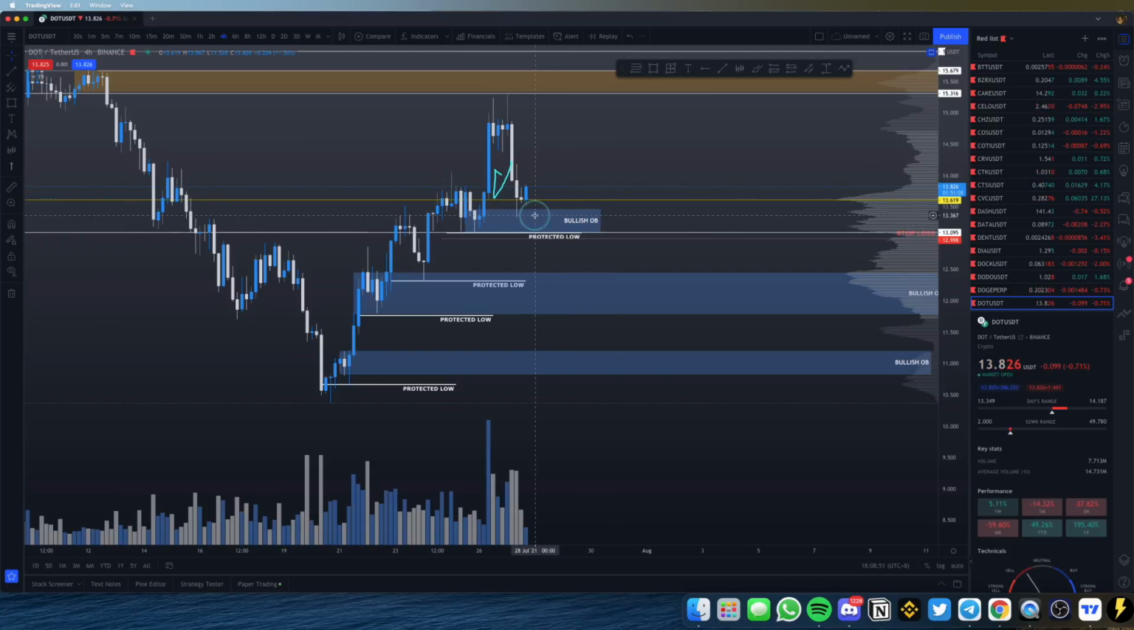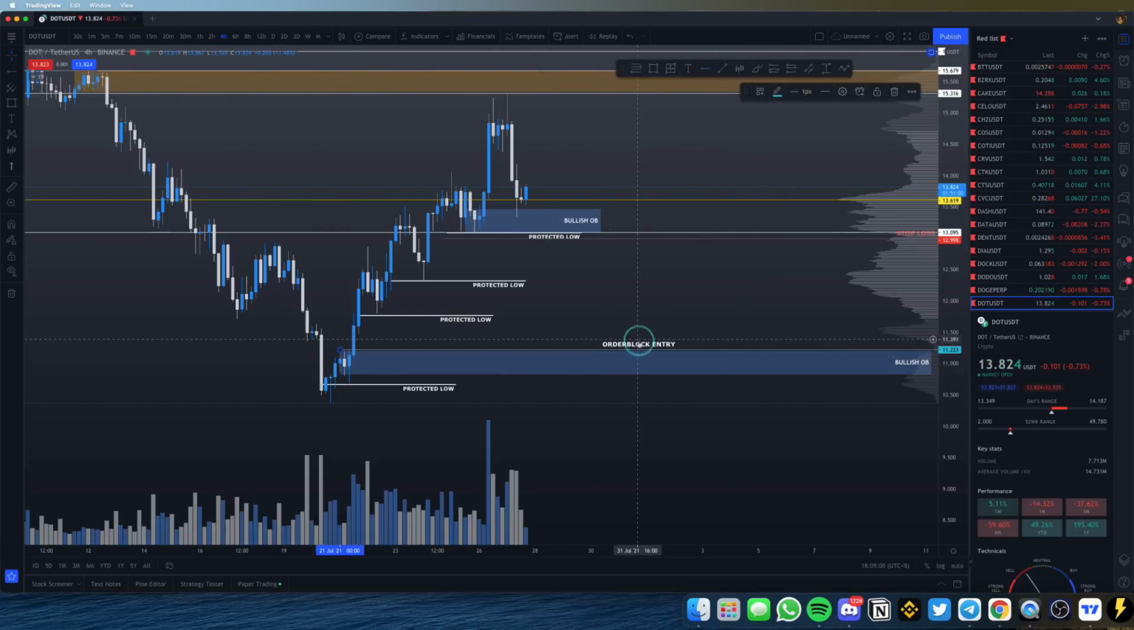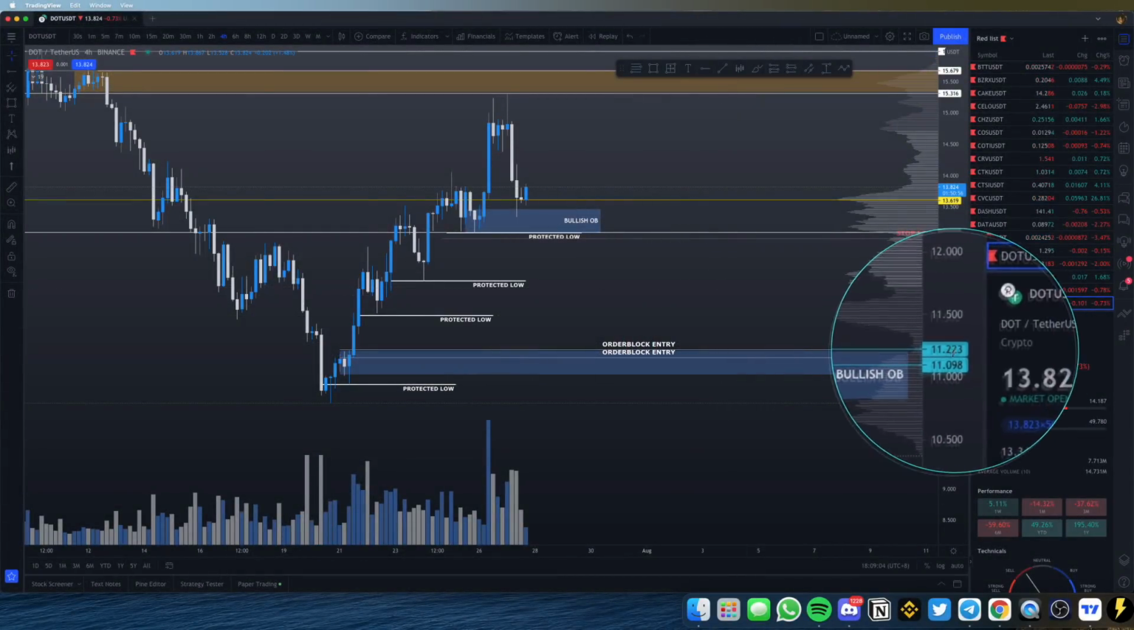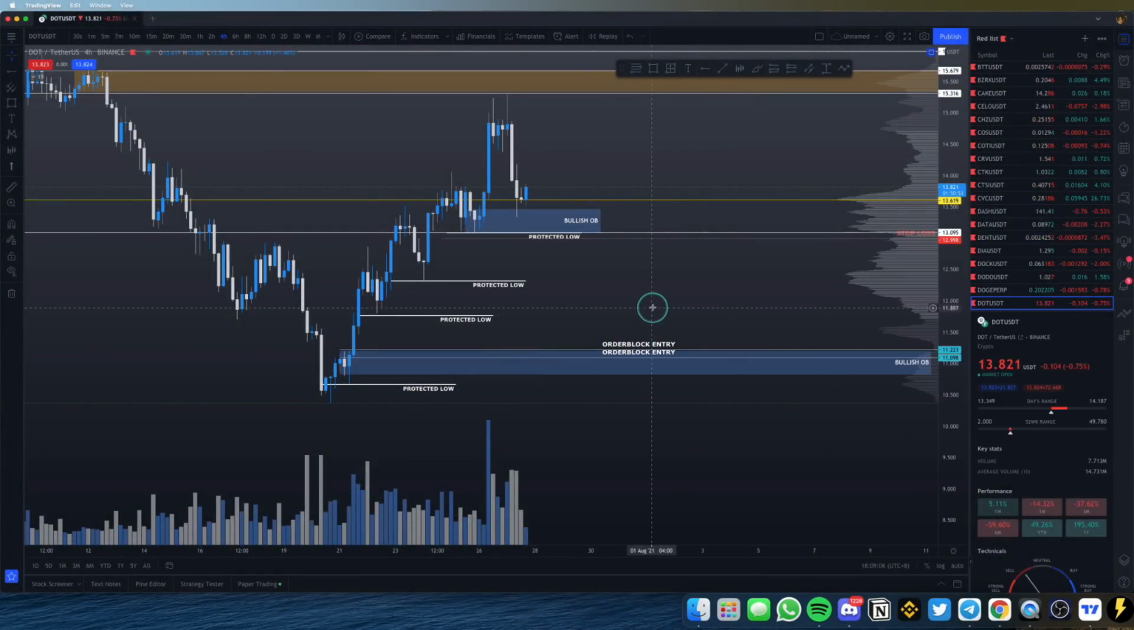But in the event that we go down, then this is the entry that you are going to want to keep in mind. So I'm just going to mark down this level as the order block entry. If you do get Polkadot from anywhere between this level and this level, so the 11.22 and 11.1, you are going to be in pretty good hands.